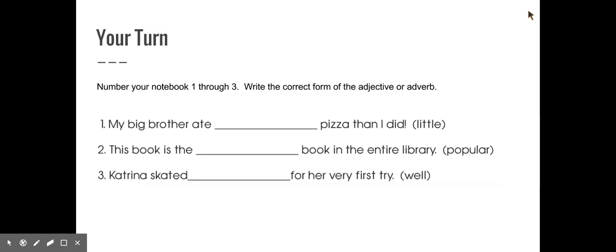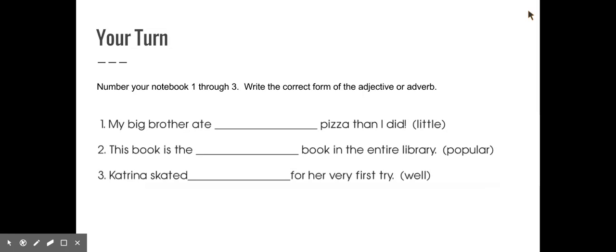All right, now here's your turn. Number your notebook 1 through 3. Write the correct form of the adjective or adverb. So in this sentence, my big brother ate blank pizza than I did. Figure out how would you show little.